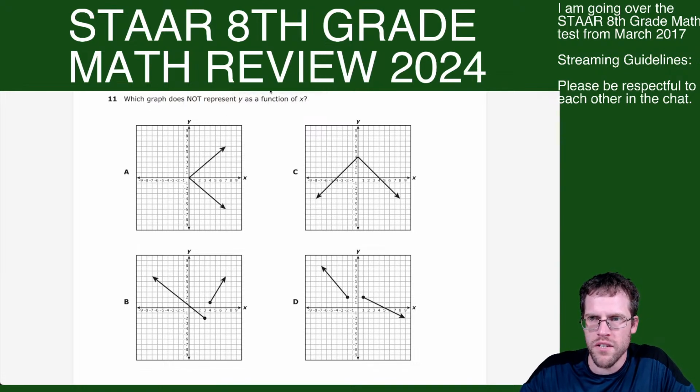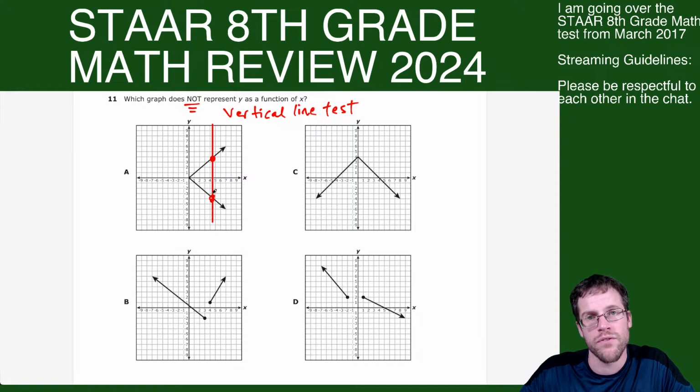So which graph does not represent y as a function of x? The best thing here is to use the vertical line test. If the graph fails the vertical line test, it is not a function of x. A graph fails if a vertical line you could draw hits the graph in 2 locations or more. So this one right away is not a function of x. The remaining ones are fine, because if I draw a vertical line anywhere on the graph, it's going to hit at most 1 location.